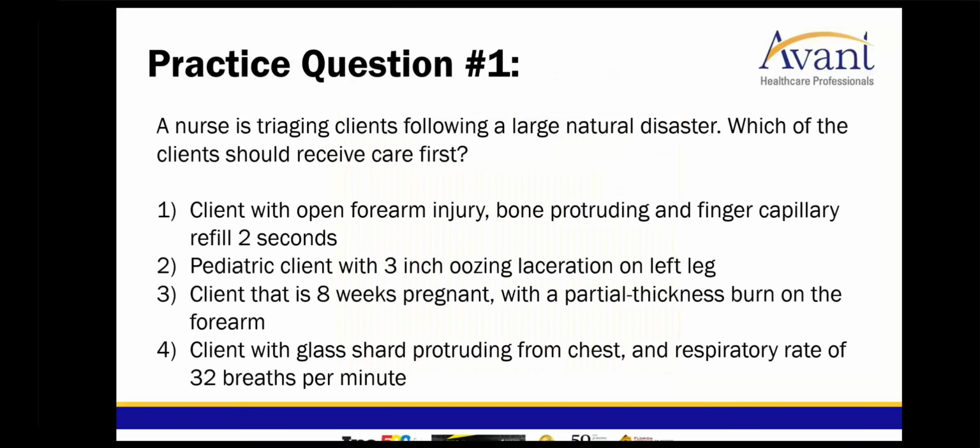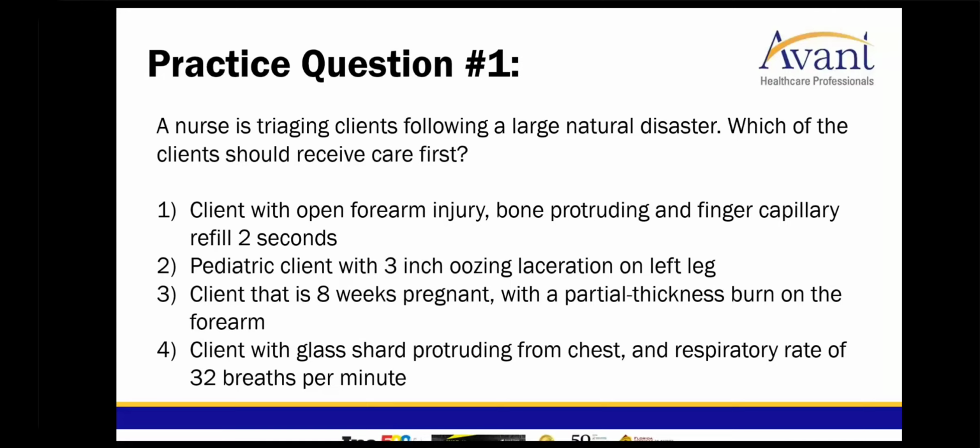Here we go. It says, a nurse is triaging clients following a large natural disaster. Which client should receive care first? Think about this question. What is the key word here? What is the instruction? The instruction says which client should receive care first, which is a key word for prioritization, right? So we need to prioritize the care of the patients that are in a natural disaster. Let's look at our options.